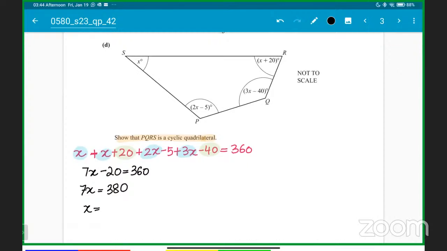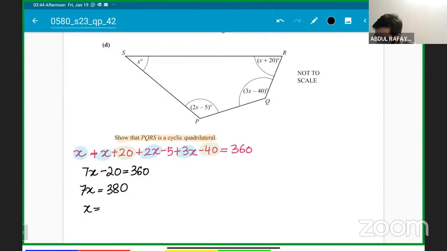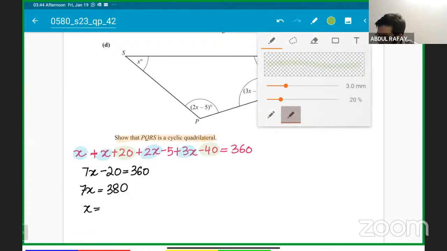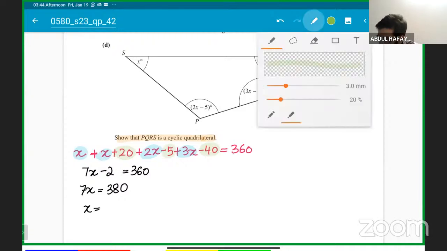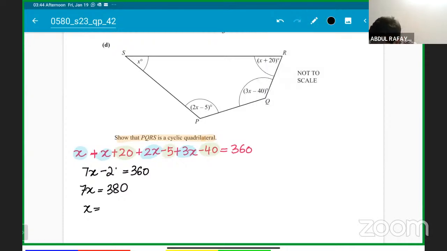Sorry, I forgot to do the minus 5. So 20 minus 5 and minus 40 will give me negative 25. A small calculation mistake. Then 360 plus 25 will give us 385, and 385 divided by 7 will give us x is equal to 55.